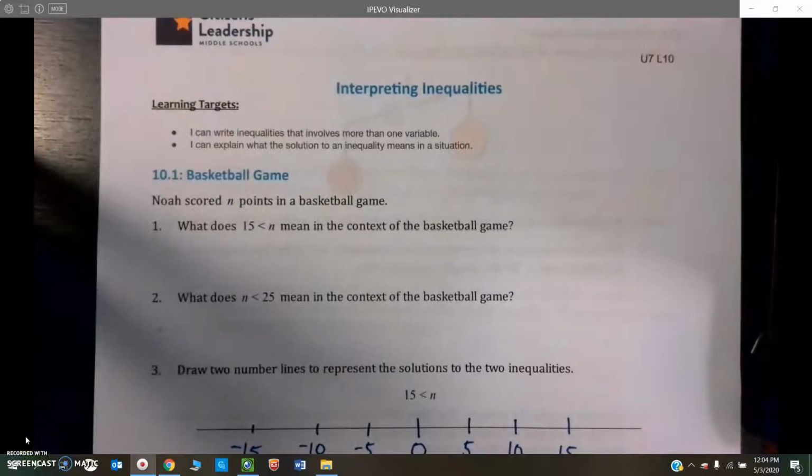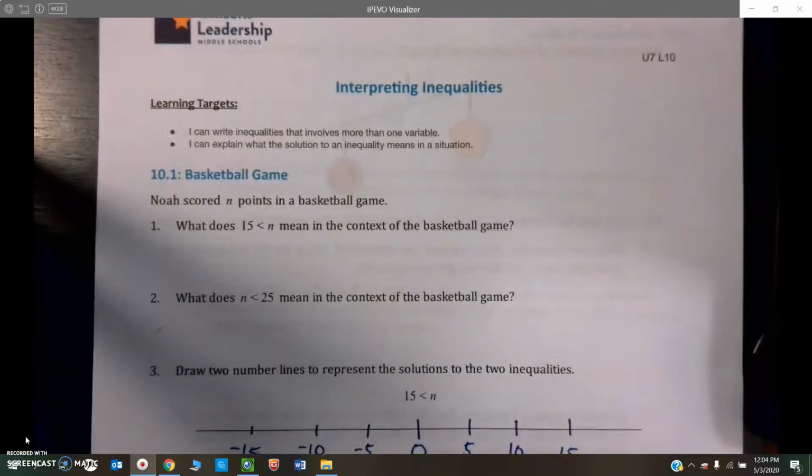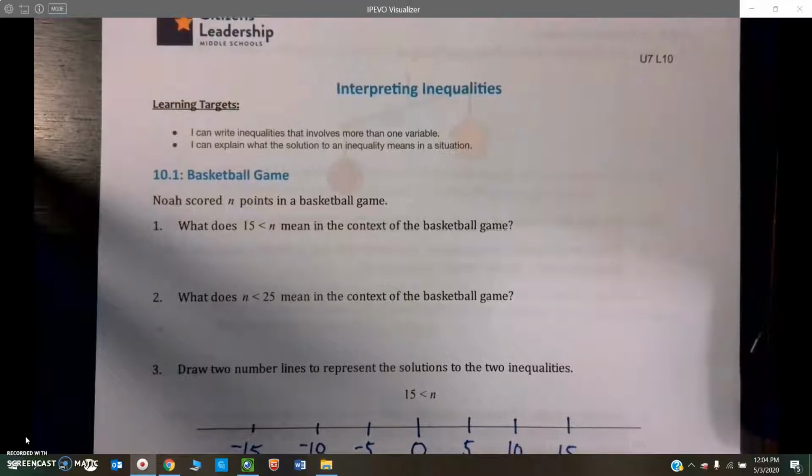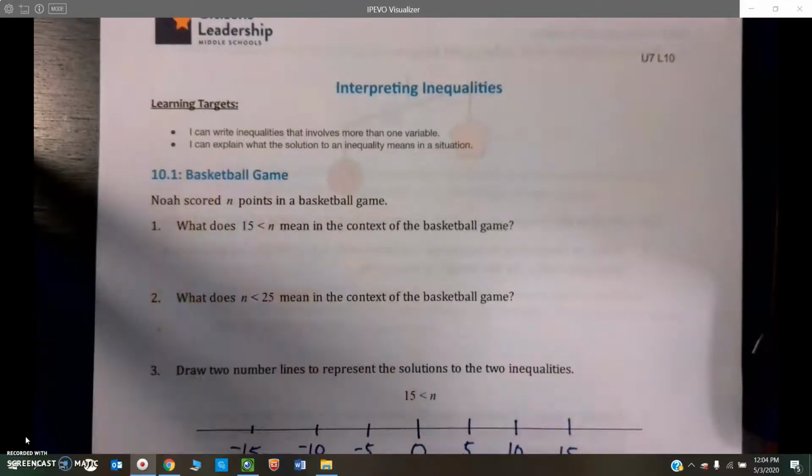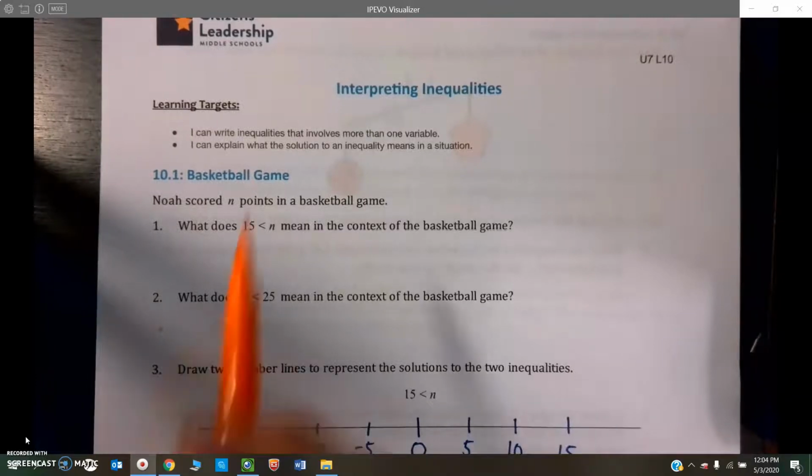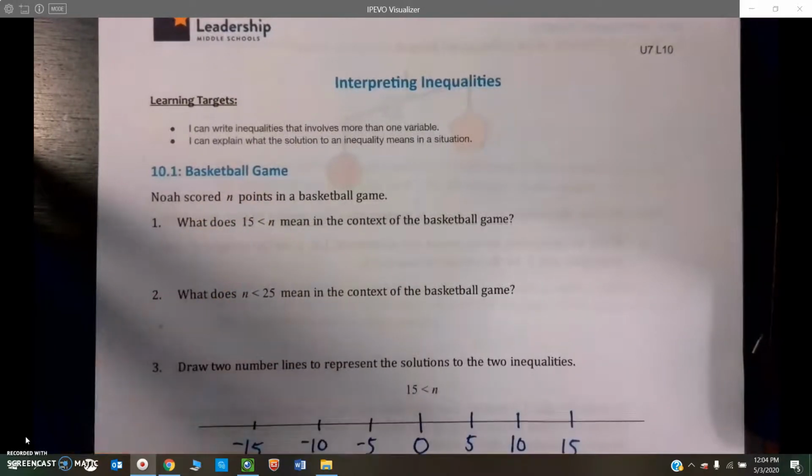The name of today's lesson is Interpreting Inequalities. We have two learning targets. Number one, I can write inequalities that involve more than one variable, and I can explain what the solution to an inequality means in a situation. So a big thing for today is we are going to be looking at inequalities as we have been the past few days, but we are going to think about what they mean in contextual, real-world situations.